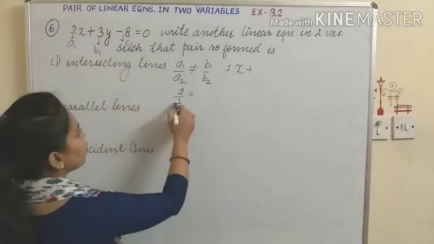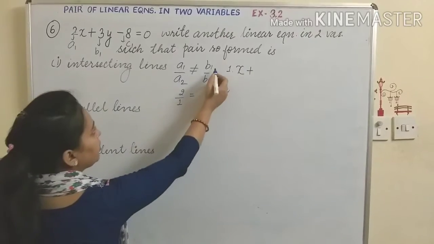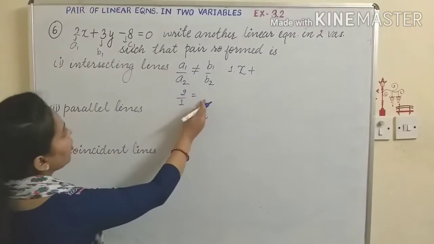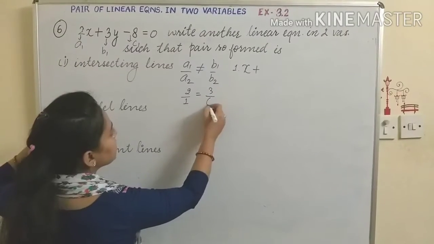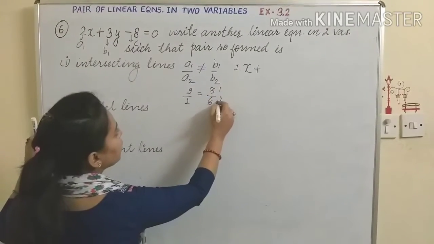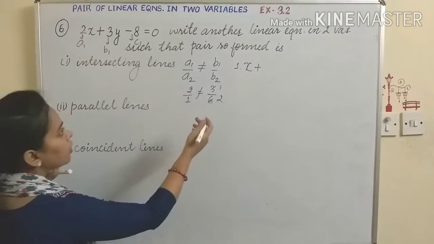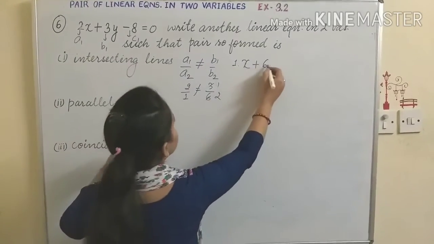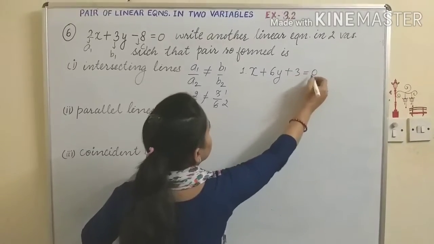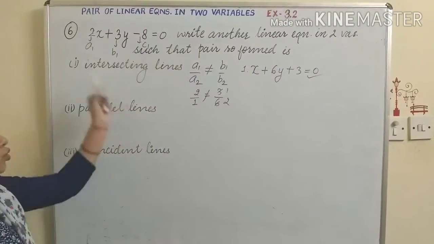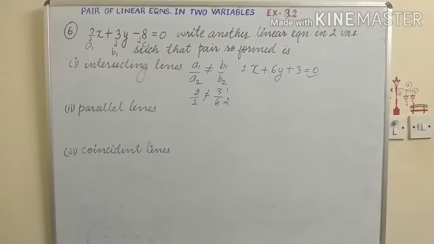a1 upon a2 is 2 by 1. Now we have to keep in mind that b1 upon b2 should not be equal to 2 upon 1. So b1 is 3 here. We can take 6 also, because it will become 1 by 2. Again, the ratios will not be equal. So let's take 6y, and take plus 3 equal to 0. We can make so many linear equations like this.